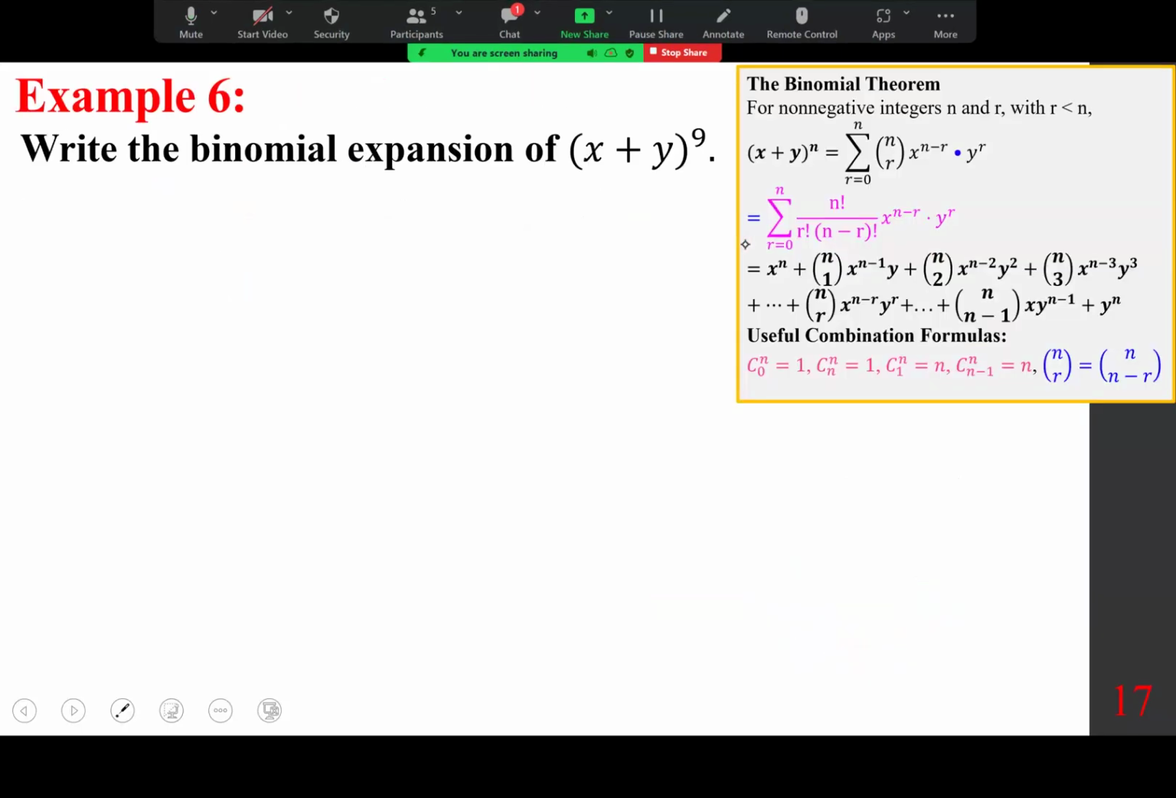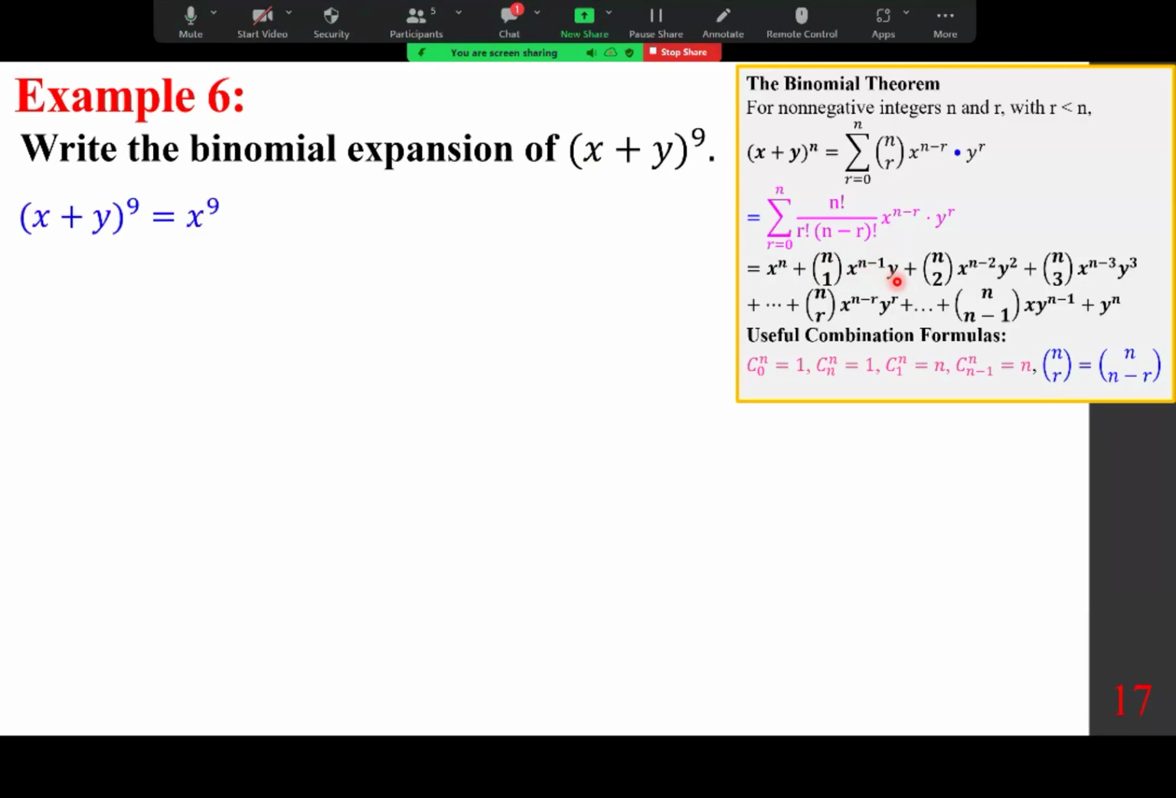So we want to write the binomial expansion of (x plus y) to the power of 9. And I've written the synopsis of this binomial theorem, various ways of writing it in this format, in this format, in this format, and those useful formulas that were discussed. So let's do this. The first one is x to the power of n. The next one is n choose 1, 9 choose 1, x to the power of n minus 1, that means 8, times y.